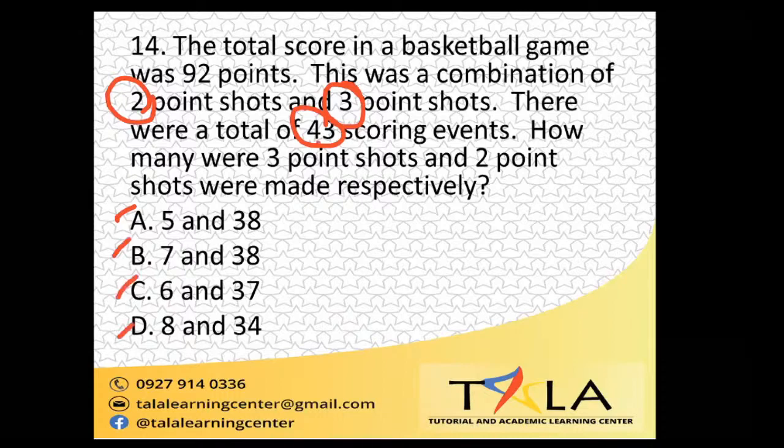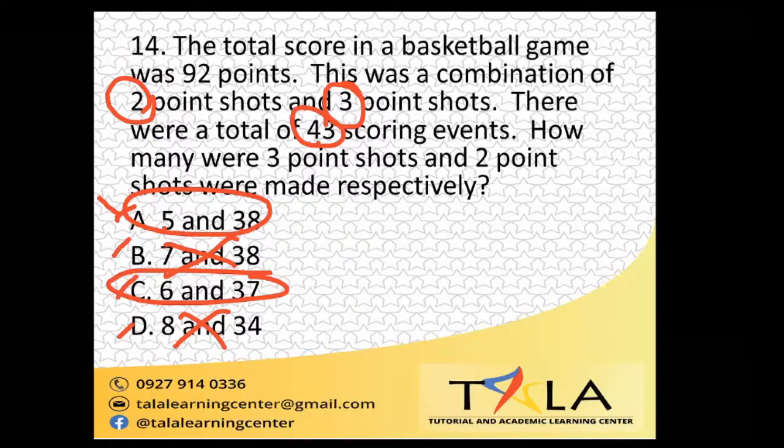So, if I try to add the first 5 and 38, is that 43? Yes, it's 43. So, bilugan ko muna. Letter B, 7 and 38, hindi 43. So, X na kagad yan. Next, 6 and 37, that's 43. So, titignan din natin. 8 and 34, that's not 43. So, wala na kagad yan. So, it's either A or C.